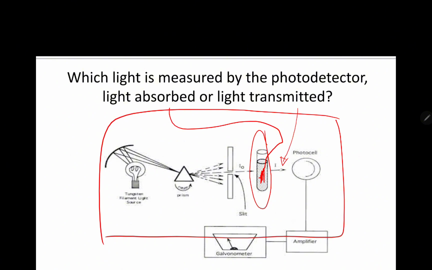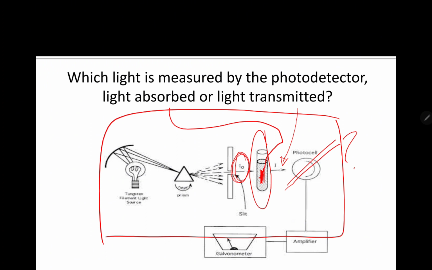We have an initial light here, and then it will pass through the sample. Let's say you're testing for glucose. If there is an abundant amount of glucose, the initial light will be much higher than your excess or your light transmitted. So now the question is, what does our photodetector measure? We will answer that later on.